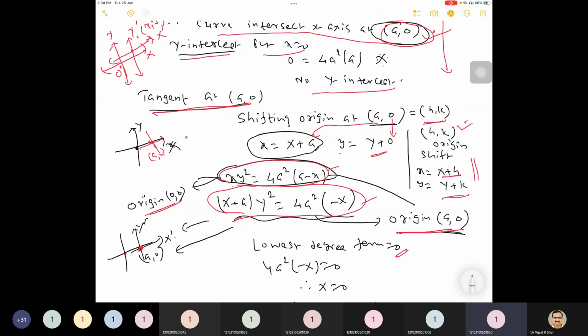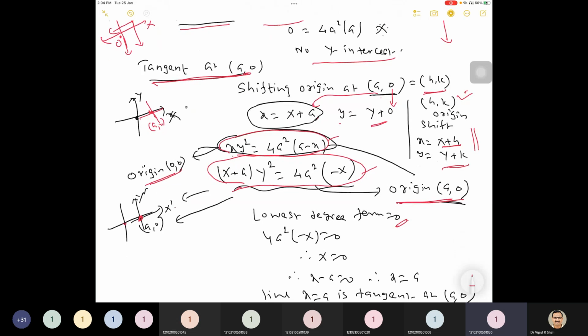But what is big X? Big X is small x minus a equal to 0. That means the line x equal to a is the tangent at the point A. Understand? Yes, sir. This is the tangent at A0. You need to write it down properly.